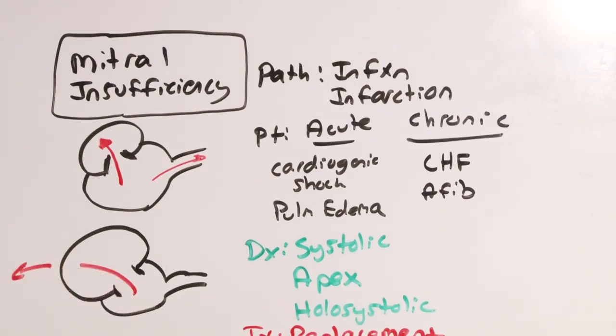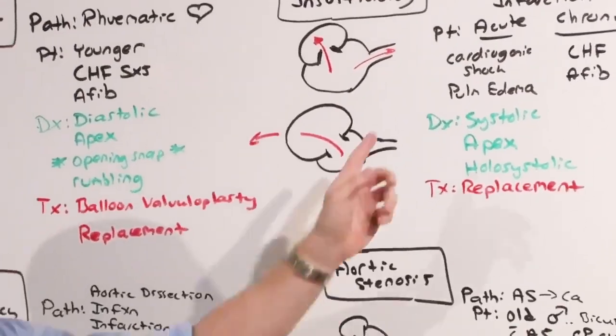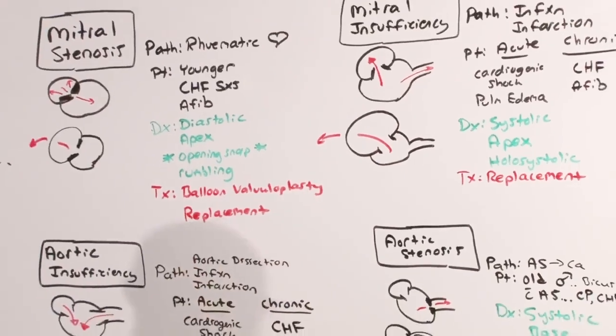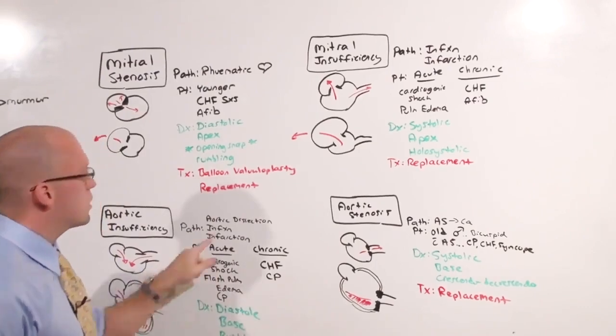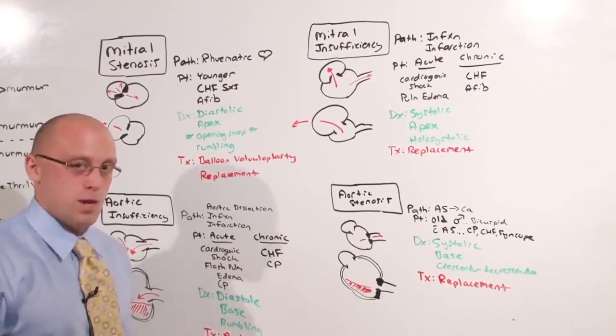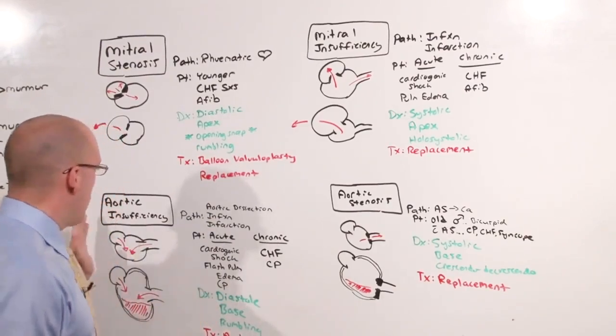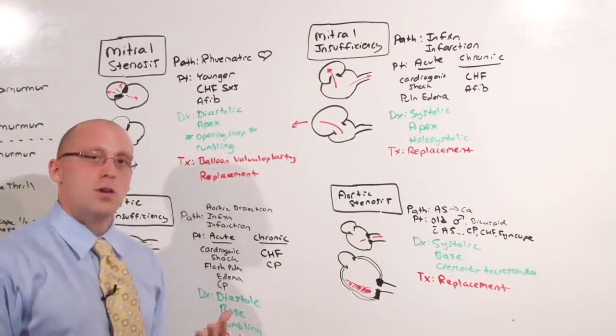If you have an insufficiency murmur, the pathogenesis is essentially going to be infarction or infection, and it can be acute or chronic. The acute condition for insufficiency is going to be cardiogenic shock. They need replacement immediately. Differentiate aortic insufficiency from mitral insufficiency based on the sound of the murmur and the echo.